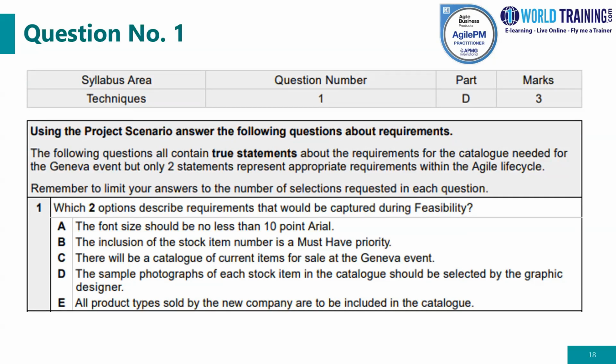Question number 1, which 2 options describe requirements that would be captured during feasibility? The correct answer is C. C is correct because this is an overall objective of the project and should be defined at feasibility. And E is correct. This is because this is an overall objective of the project, which would be defined at feasibility.